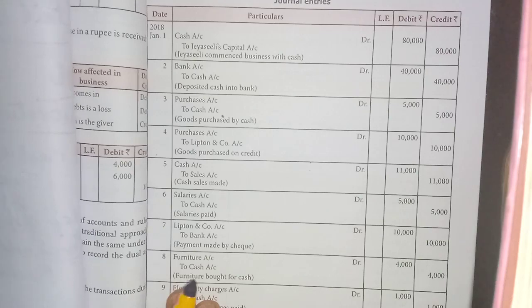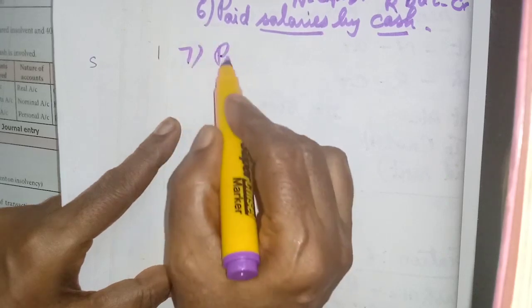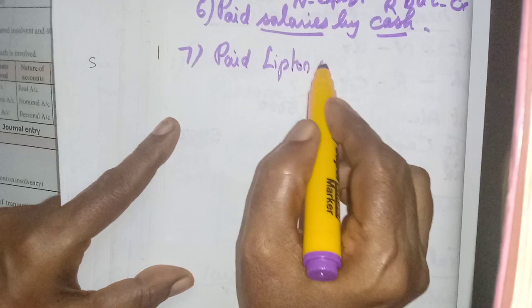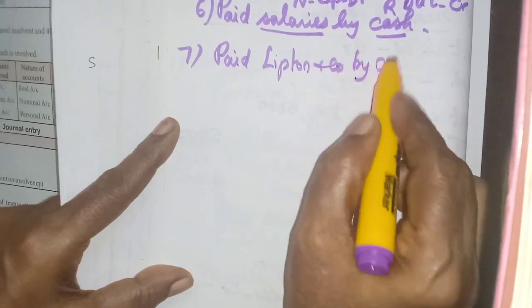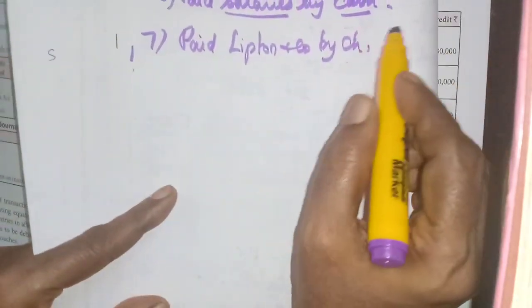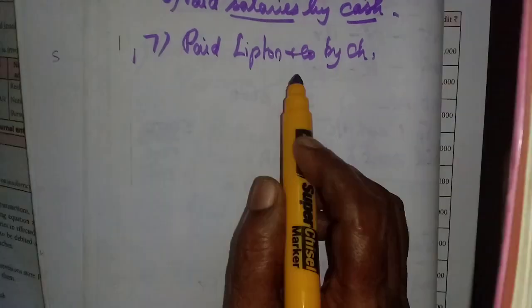Then seventh: paid Lipton and Co by check. By check we are paying for the purchase made on 4th Jan. So on 4th Jan it is 10,000. For the amount we should refer to that one.